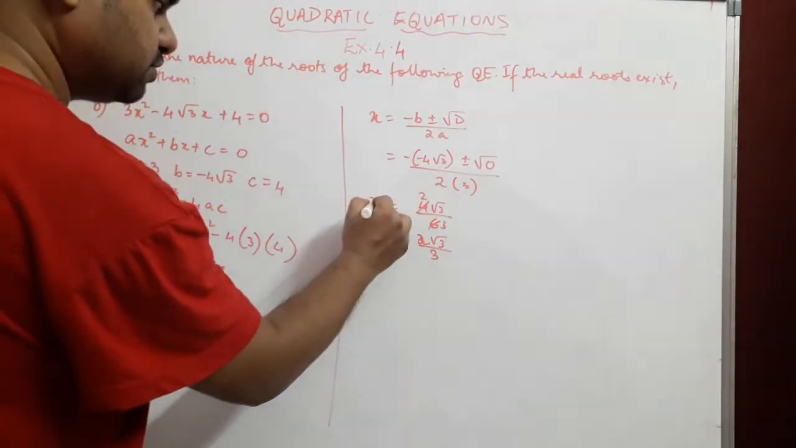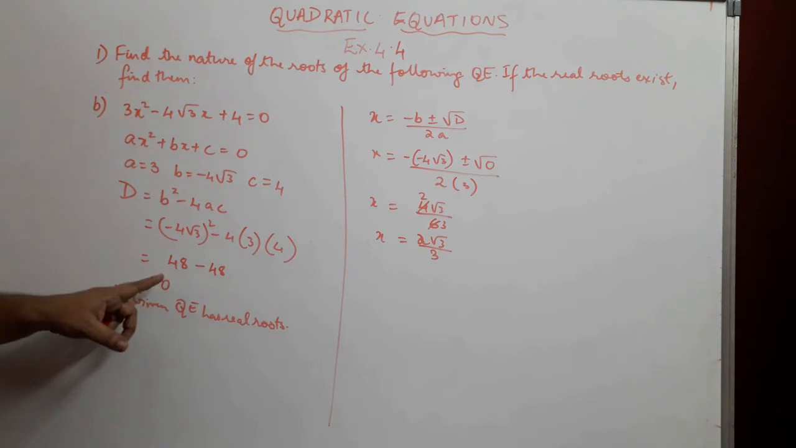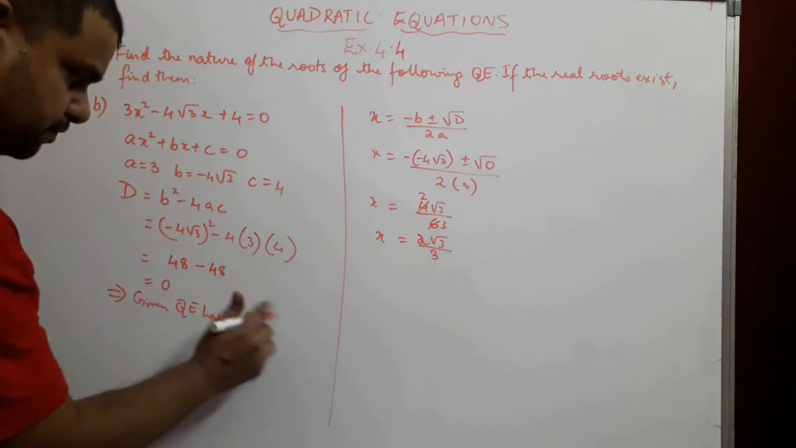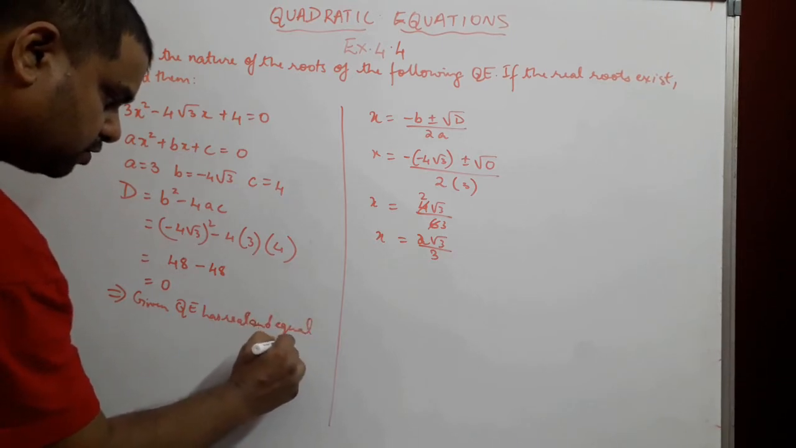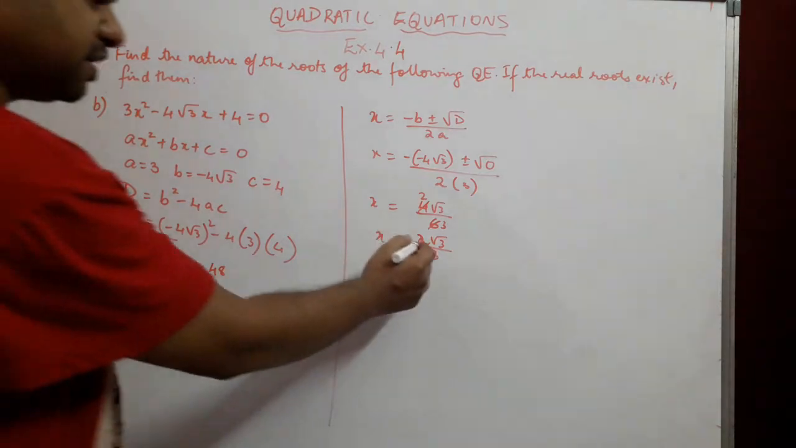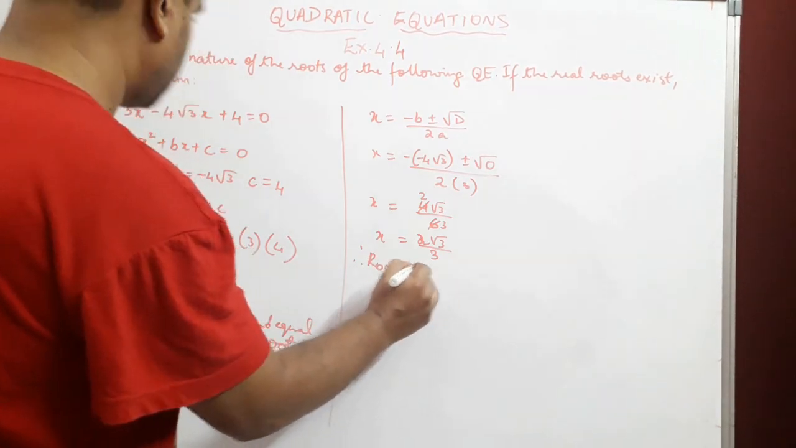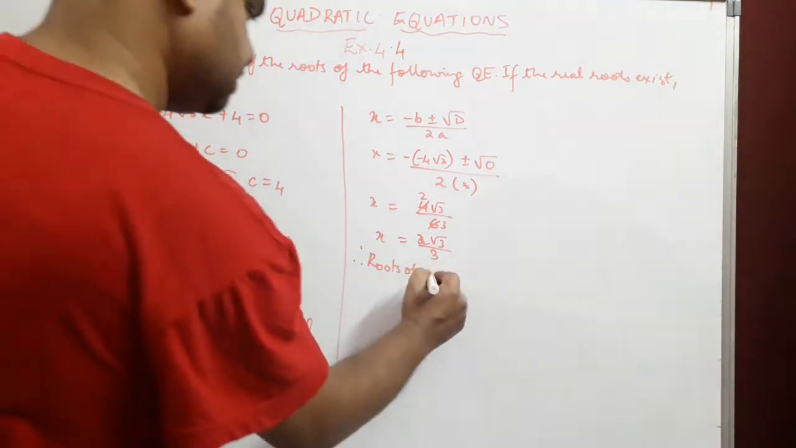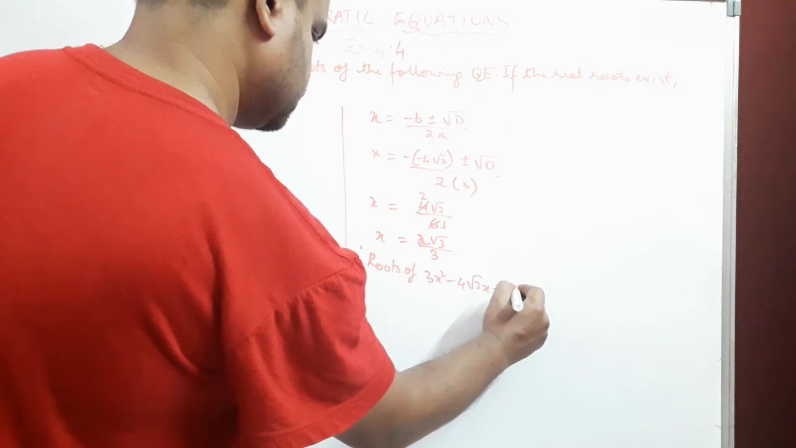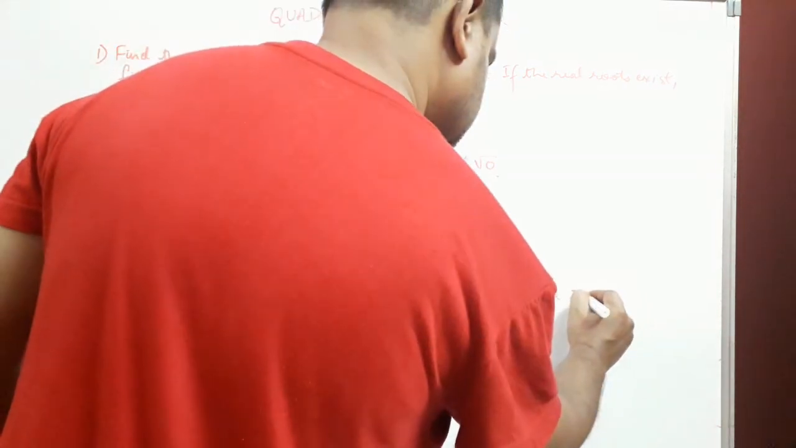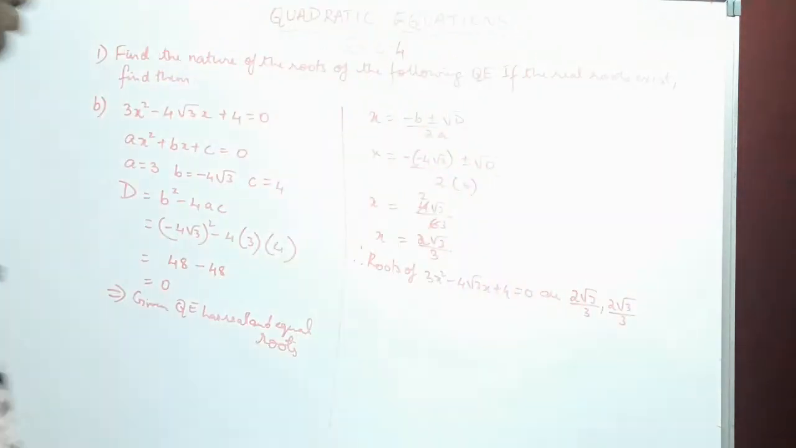That is x equal to, now that it has got d equal to 0, which means it has got real equal roots. So we can write over here real and equal roots. So we can write this as, therefore, roots of equation 3x square minus 4 root 3x plus 4 equal to 0 are 2 root 3 upon 3 and 2 root 3 upon 3, because they are equal roots.